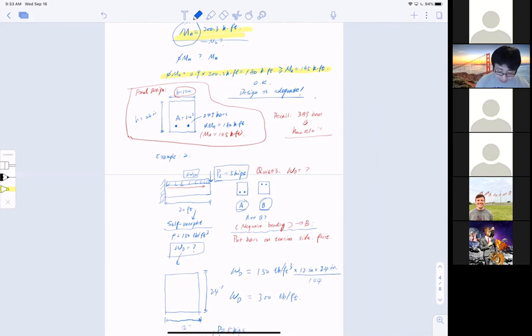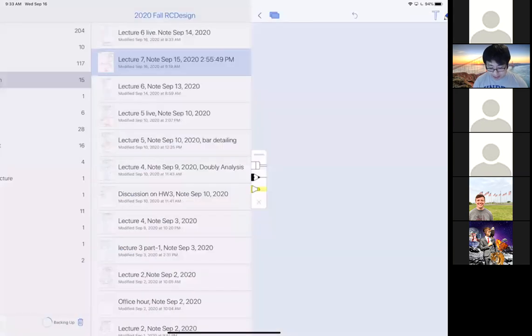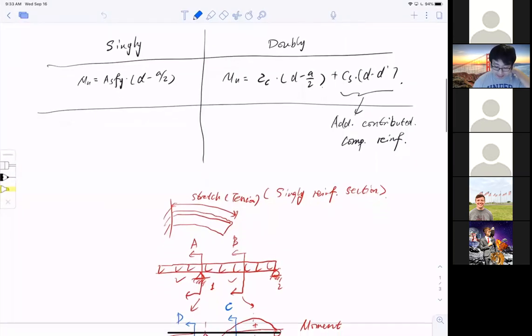So that is the design for singly reinforced sections. Today, we're going to open up a little on how we design a doubly reinforced section. Before we get started, I just want to rewind a little and review the difference, which we just talked about.